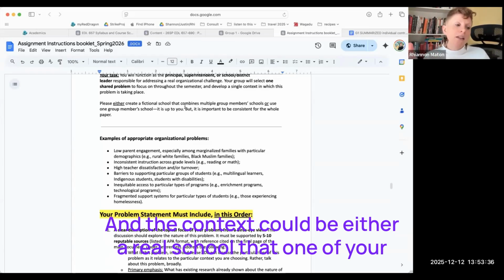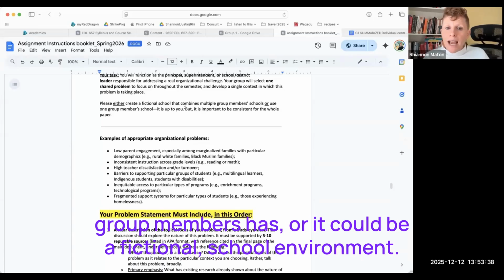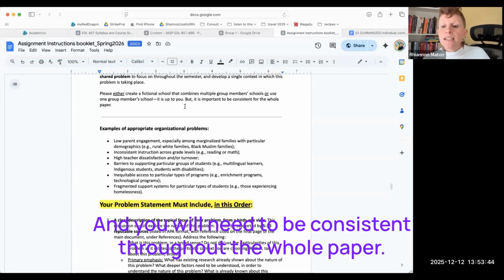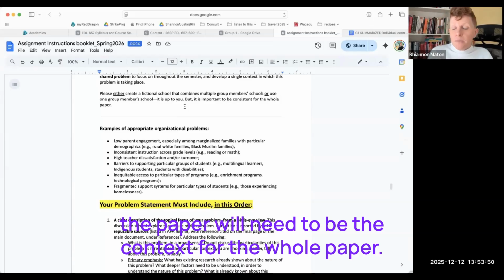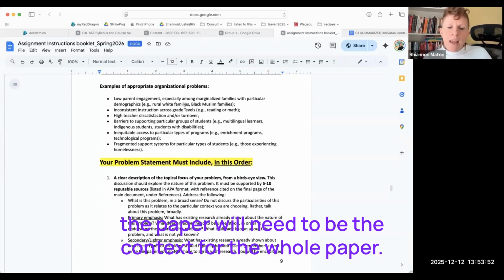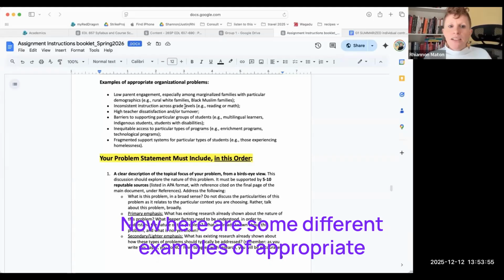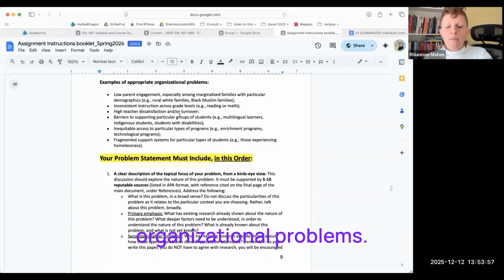And the context could be either a real school that one of your group members has, or it could be a fictional school environment. And you will need to be consistent throughout the whole paper. So, whatever context you set up in the beginning of the paper will need to be the context for the whole paper. Now, here are some different examples of appropriate organizational problems.